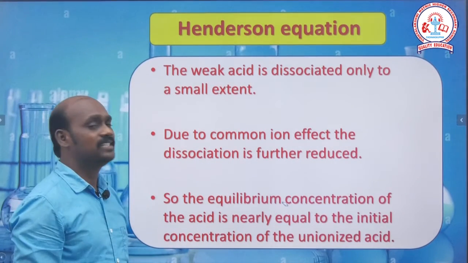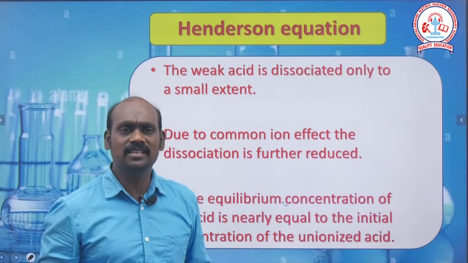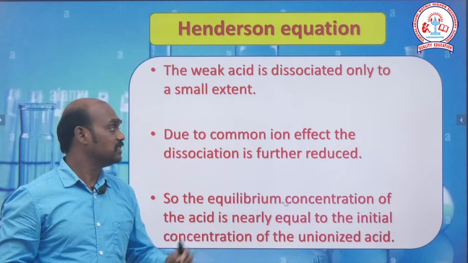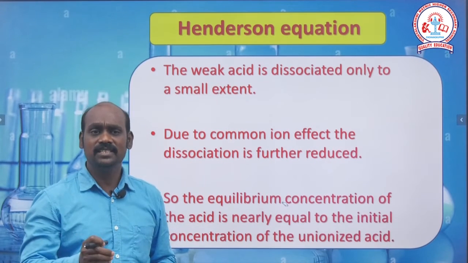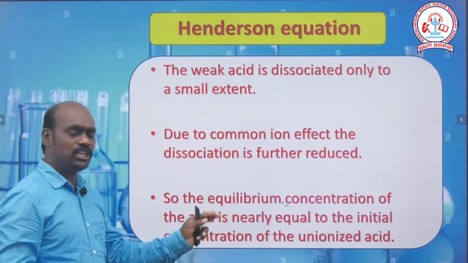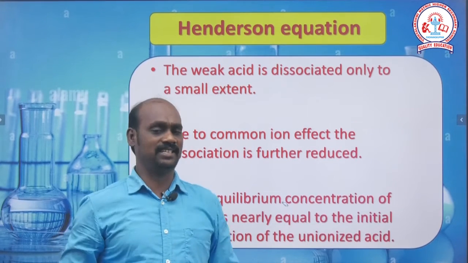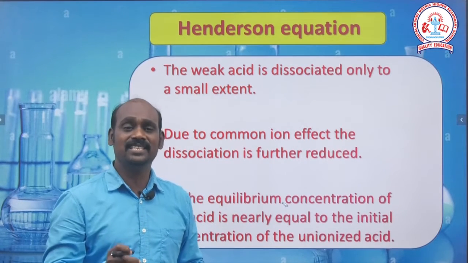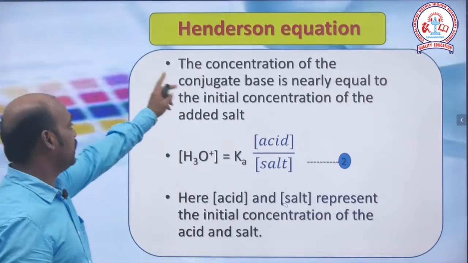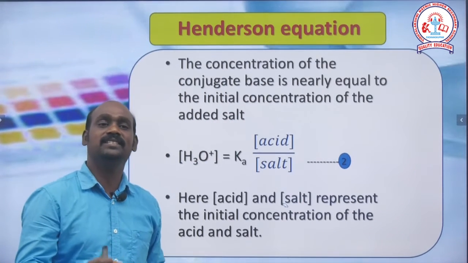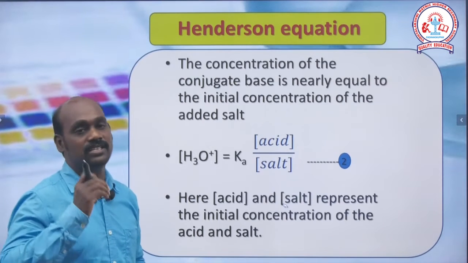We know the weak acid dissociates only to a small extent. Already we discussed in previous classes that weak acids and weak bases dissociate to a small extent. Due to the common ion effect, the degree of dissociation of the weak acid or weak base is further suppressed, that is reduced. So the equilibrium concentration of the acid is nearly equal to the initial concentration of unionized acid. Here, the equilibrium concentration of acetic acid is nearly equal to the initial concentration of unionized acetic acid. Then the concentration of the conjugate base, CH3COO minus, is nearly equal to the initial concentration of the added salt. Clear?